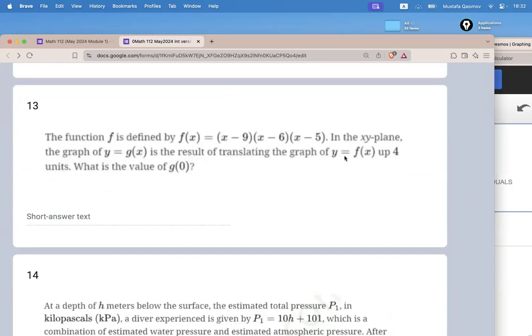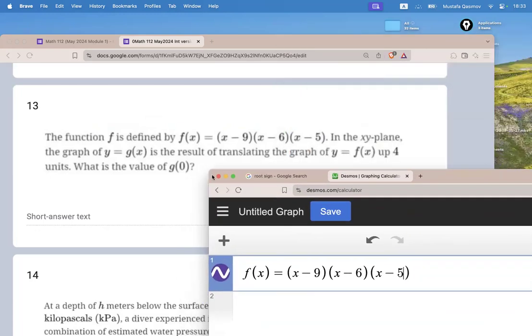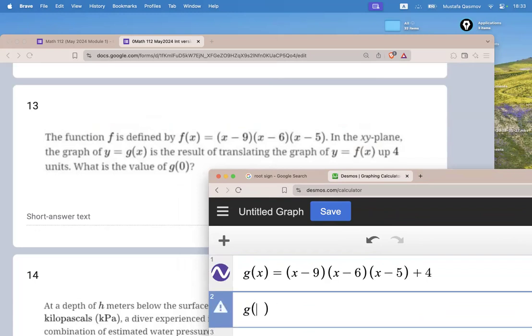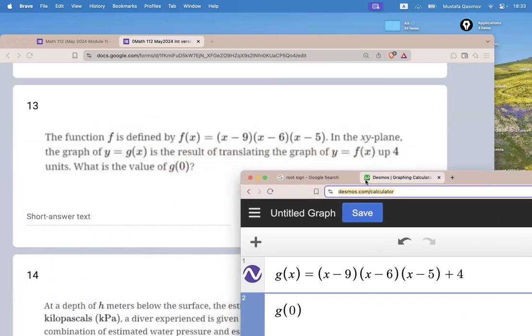Okay, let's look at 13. f of x is equal to x minus 9, x minus 6, x minus 5. It's our function. It says that we are translating it 4 units up, so it will be plus 4. So it is our new function g of x. Then we can write here g of 0, and we will get its value, negative 266.